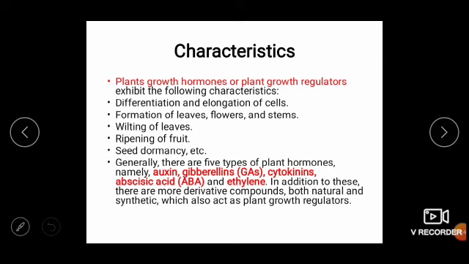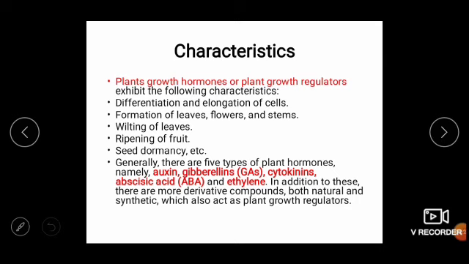Now, what are the characteristics of the phytohormones? They exhibit the following characteristics. You can see in the slide, they help in the differentiation and elongation of the cells. They also help in the formation of the leaves, flowers and stems. They help in the wilting of the leaves and the shedding, the ripening of the fruits, seed dormancy, and the opening and closing of the stomata also, which I have not mentioned here.